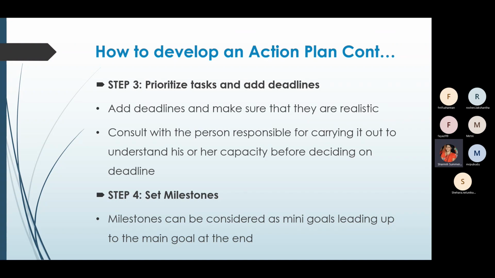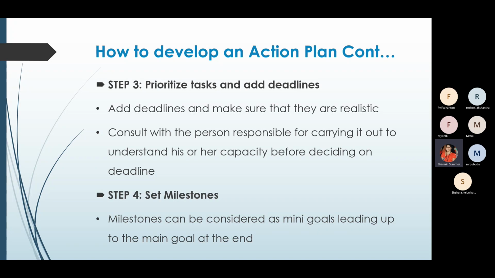So the third step, yes. You need to add the deadlines and make sure that they are realistic. Realistic in the sense you need to know whether within that period of time we can achieve it or not, right? How can we identify that? It depends on the goal that we are setting, right? Consult with the person responsible for carrying it out to understand his or her capacity before deciding on a deadline. Yes. At the same time, when you are imposing the deadline, you need to know whether the task that we plan can be finished within the proposed deadline or not.